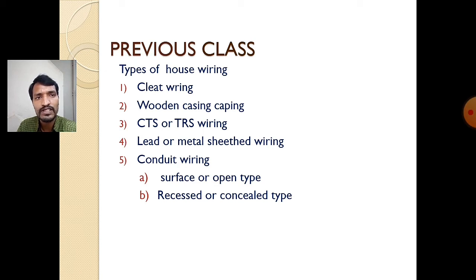One is cleat wiring, wooden casing capping wiring, CTS or TRS wiring, lead or metal sheathed wiring, and conduit wiring. In conduit wiring, we have already discussed surface or open type wiring and recessed or concealed type wiring. If you have any doubts regarding these topics, please visit the previous class videos.